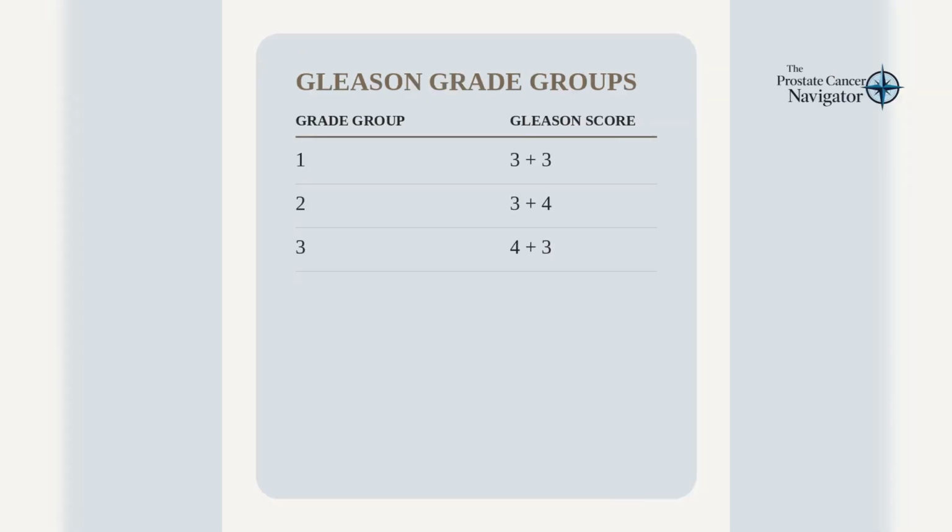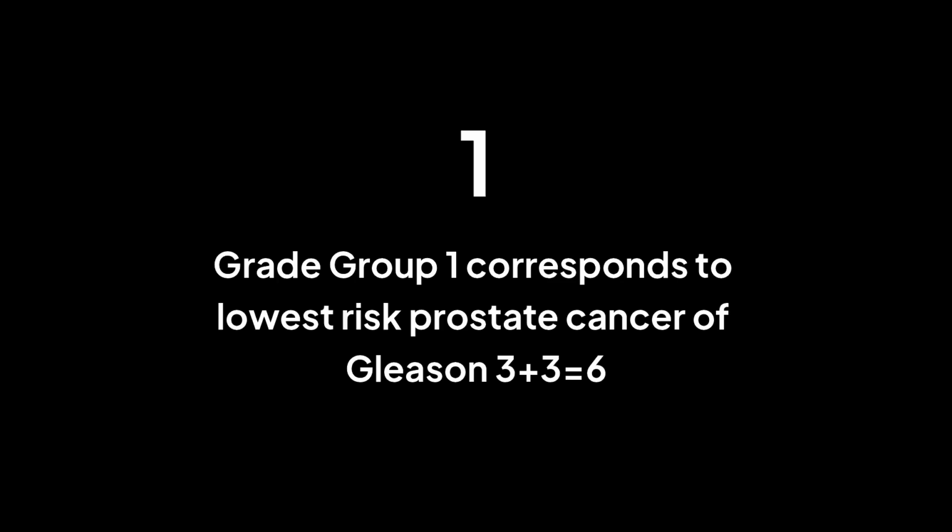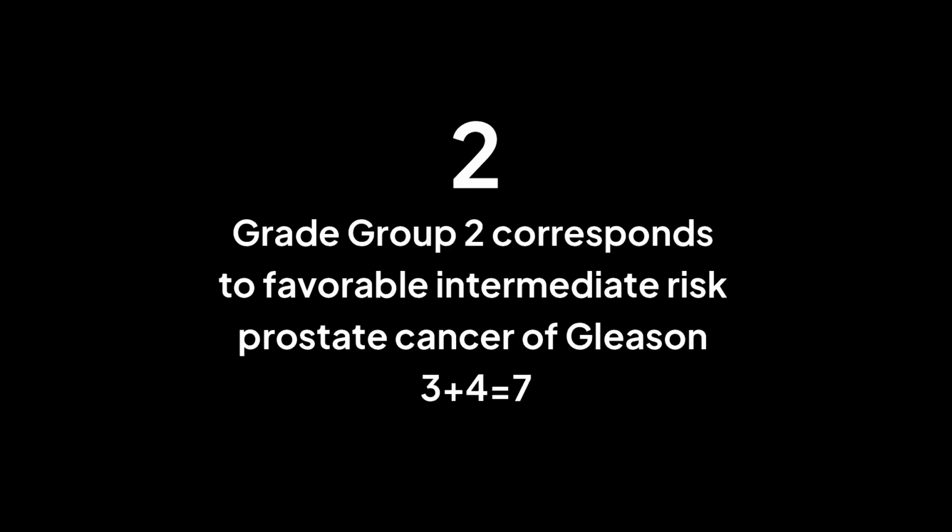To make scores easier to understand, doctors also use a simplified, more modern system called grade groups, ranging from 1 to 5. Grade Group 1 corresponds to Gleason 6, the lowest risk category. Grade Group 2 corresponds to Gleason 7, known as Favorable Intermediate Risk category.